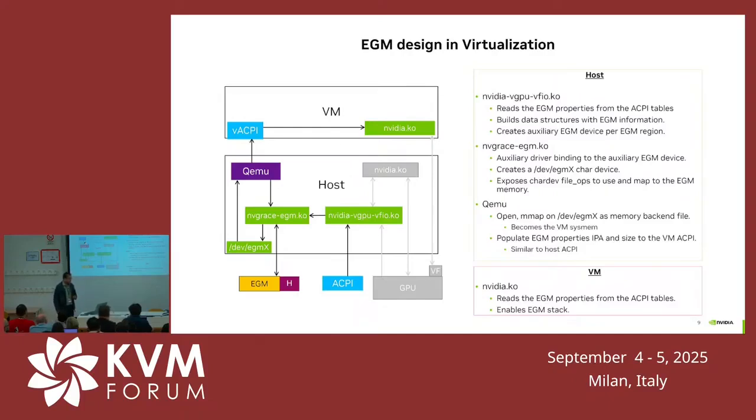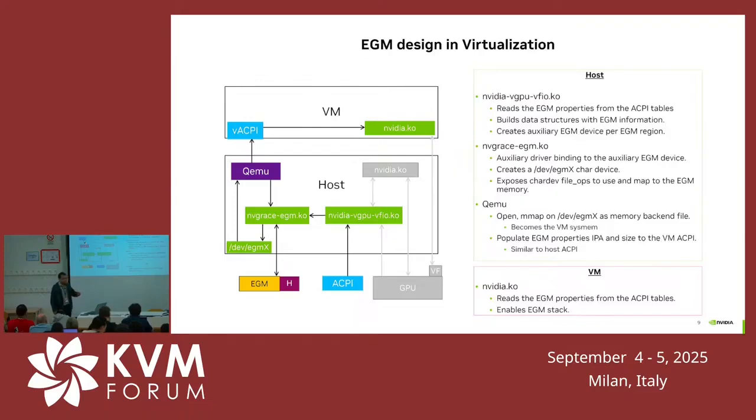And yeah, so then the NVIDIA vGPU VFIO would create an auxiliary EGM device, right? And that device would be per unique EGM region. Yeah, so then the NV Grace EGM, we also added this module. The patch series I posted a few hours back.